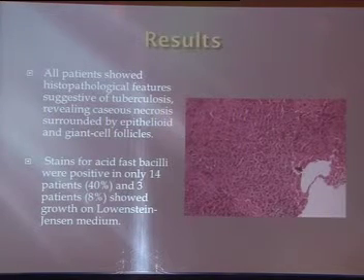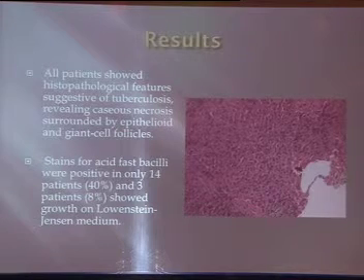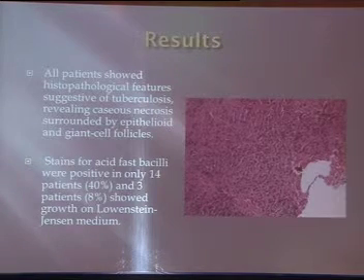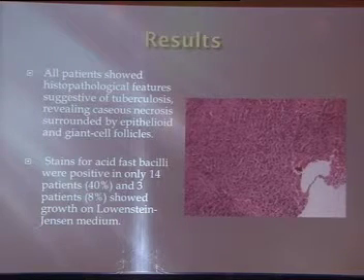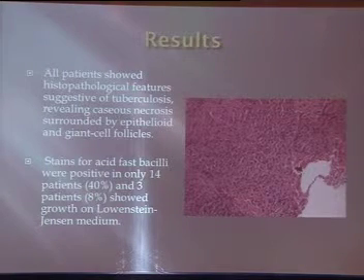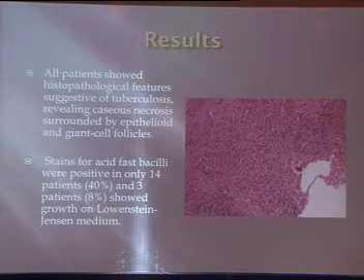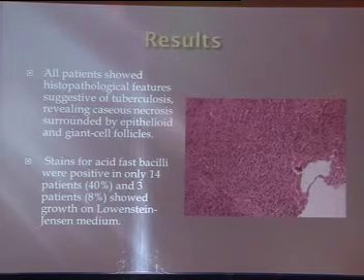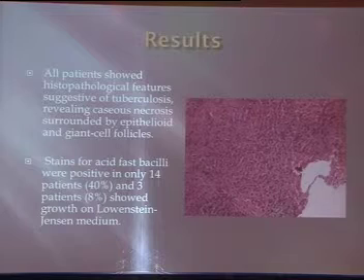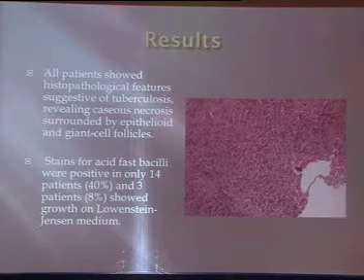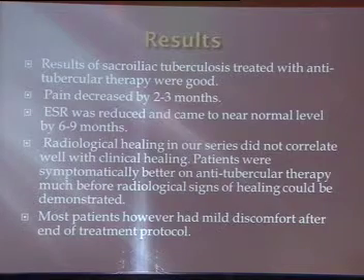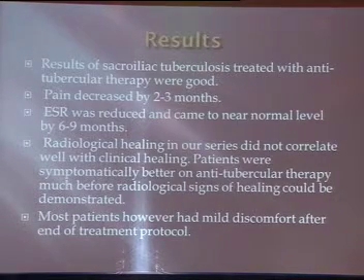In all patients, the USG guided material was sent for histopathological examination. It suggested tuberculosis, with caseous necrosis surrounded by epithelioid granuloma. The stain for AFB was positive in only 14 patients, and only 3 patients showed growth on LJ medium. Results of TB treated with ATT were satisfactory.